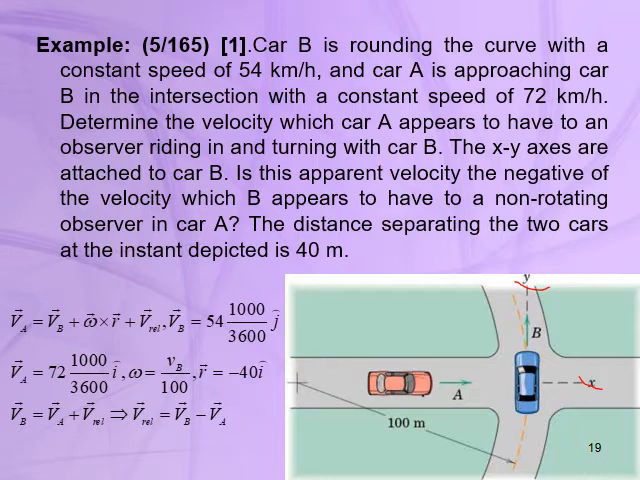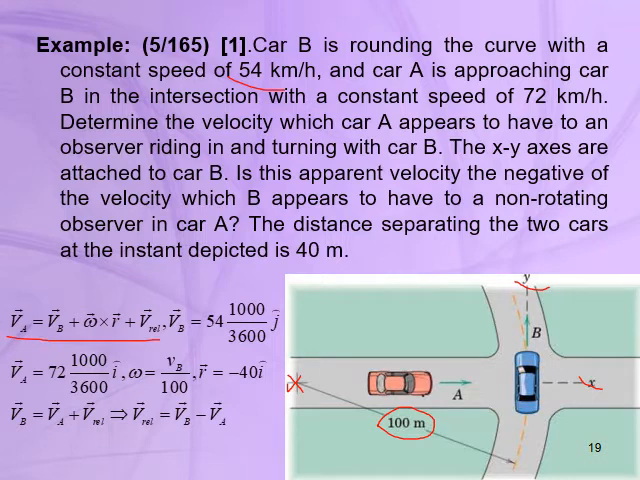We need to calculate this angular velocity, and here because we have the radius of curvature, which is 100 meters, we know the velocity of car B, which is 54 kilometers per hour. So easily you can calculate the omega by assuming that this car is rotating about this center of curvature with angular velocity omega. So we can write the equation for the relative velocity.